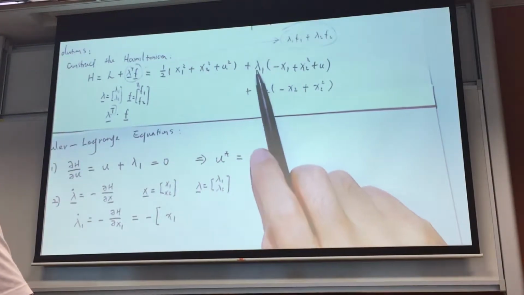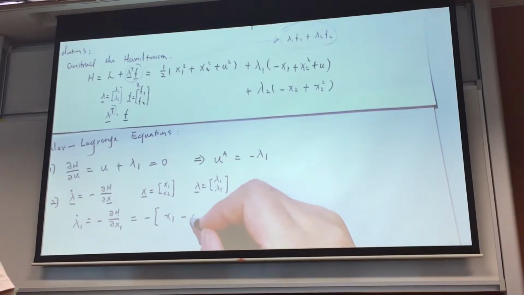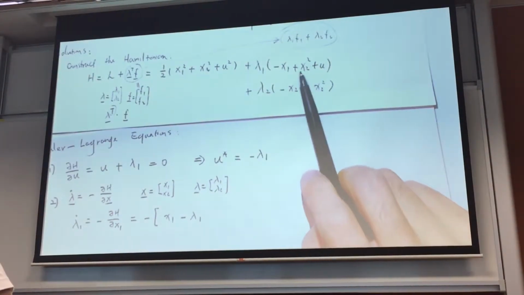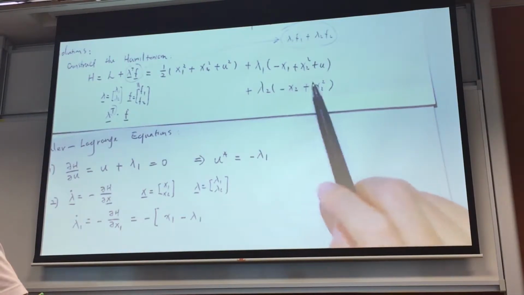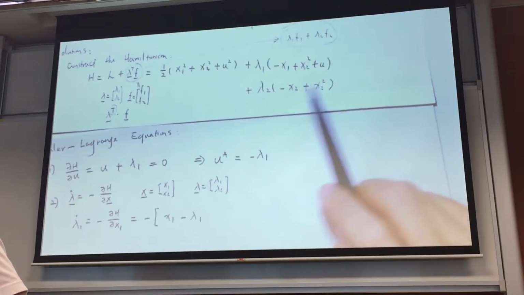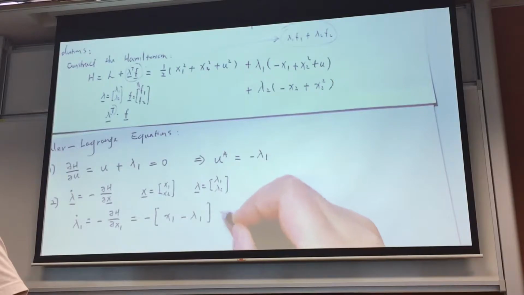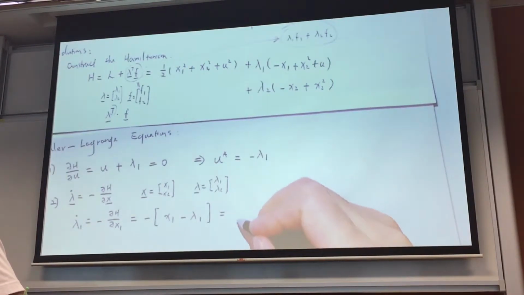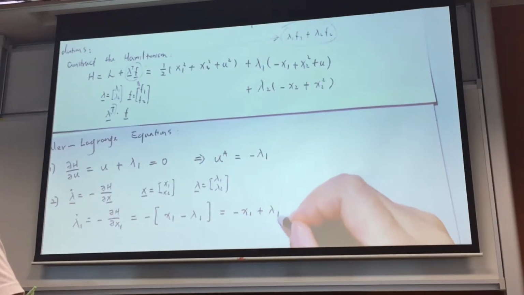So here we got minus lambda 1. The next u term will be 0, and this x2 squared term will always be 0. So this equals minus x1 plus lambda 1.